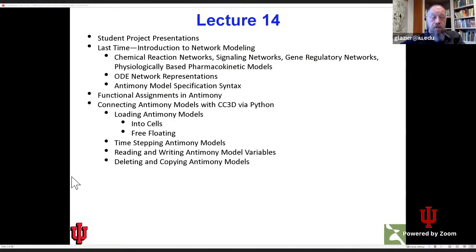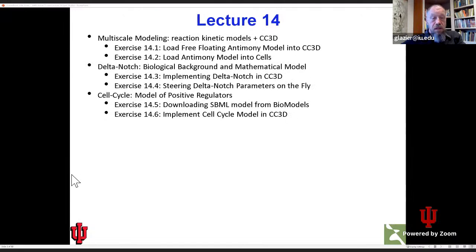So let's start out with the student project presentations, and then we will go into how to load and manipulate subcellular models in CompuCell and do a few exercises to practice doing that. In particular, we'll talk about how to load Antimony models into cells, how to use them in the background, which is what we did last week. We'll do the delta notch example, which involves both subcellular modeling and interaction between cells, how you send information between subcellular models.